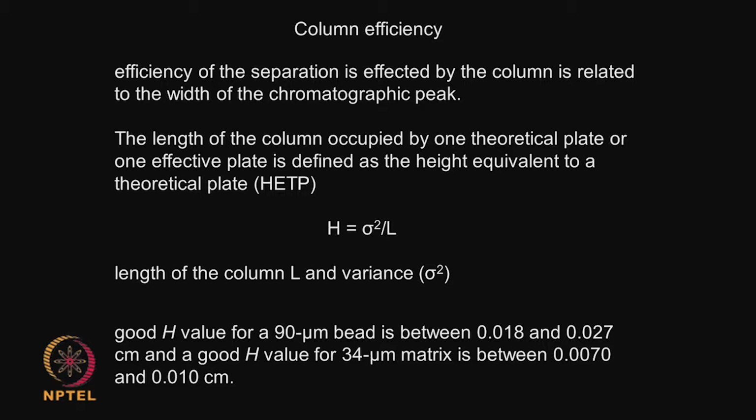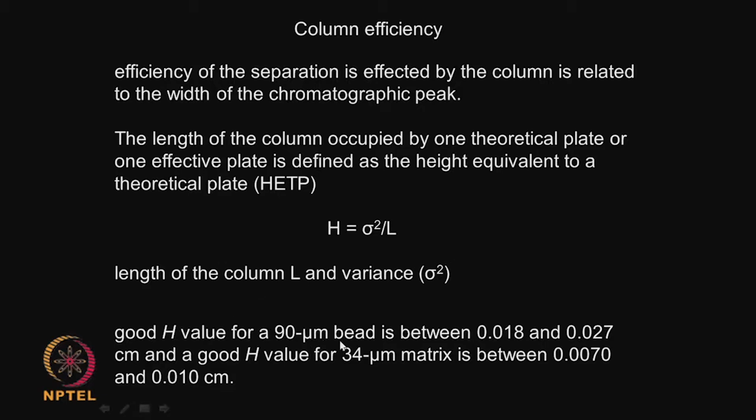How do we calculate the number of theoretical plates? We will come to that as we go along. There is a formula for the height equivalent of a theoretical plate. H, the height equivalent of a theoretical plate, is given by sigma square by L. L is the length of the column and sigma square is the variance. As you know, variance is the spread of the normal distribution curve which we are talking about.